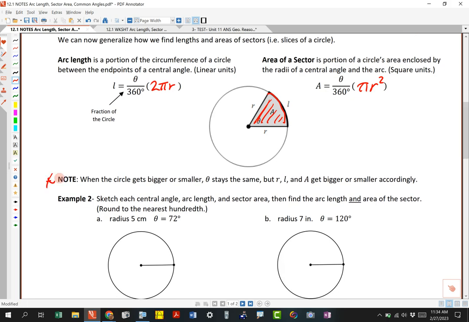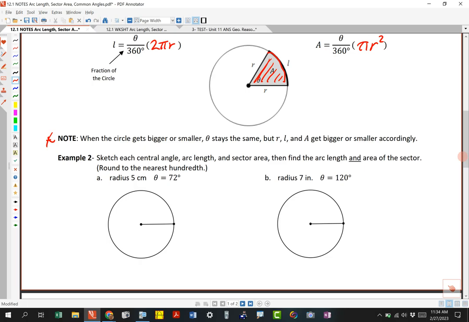Okay, if the circle gets bigger or smaller, theta stays exactly the same. The central angle stays the same. So the fraction of the circle stays the same. But R and L and the area, so the radius, the arc length, and the area, they all get bigger or smaller accordingly. Okay? So this has an "and" right there. Would you circle the word "and"?